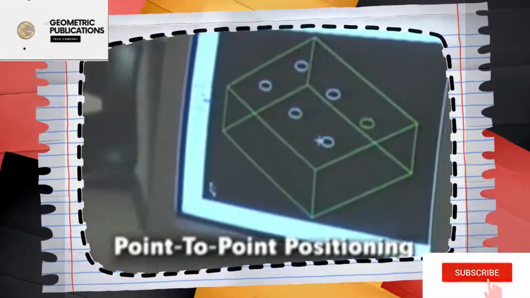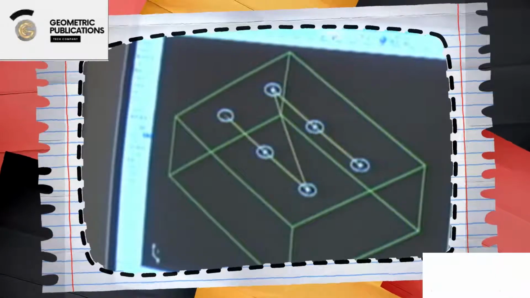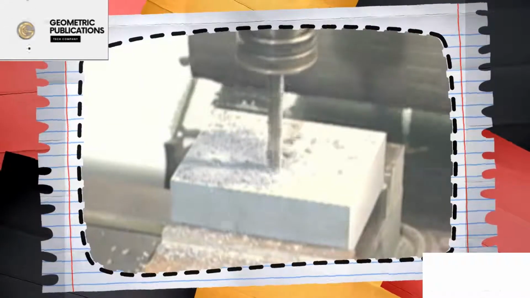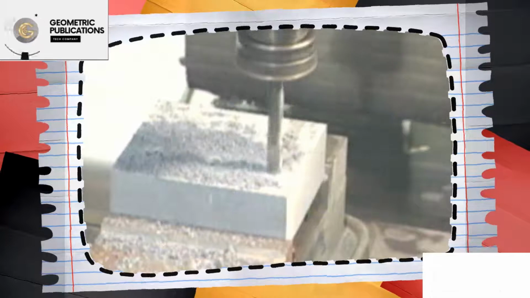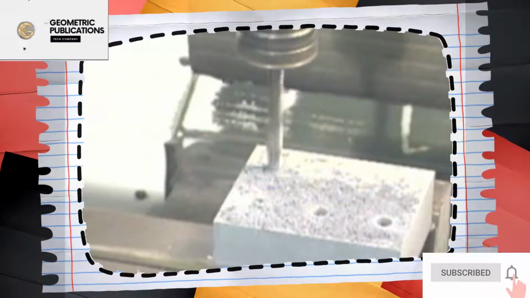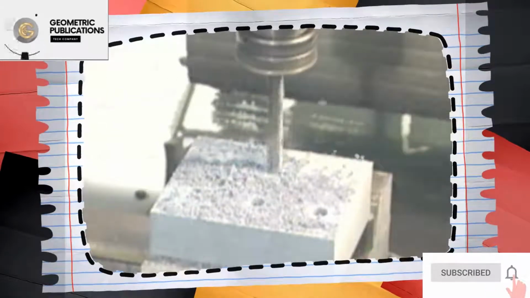Point-to-point positioning involves programming instructions that identify sequentially only the machining positions required. The machine moves rapidly into position point-to-point by movement in one or more axes. Point-to-point positioning refers only to the rapid positioning prior to a machining operation, and not the machining itself, and is used to minimize cycle time between cuts.